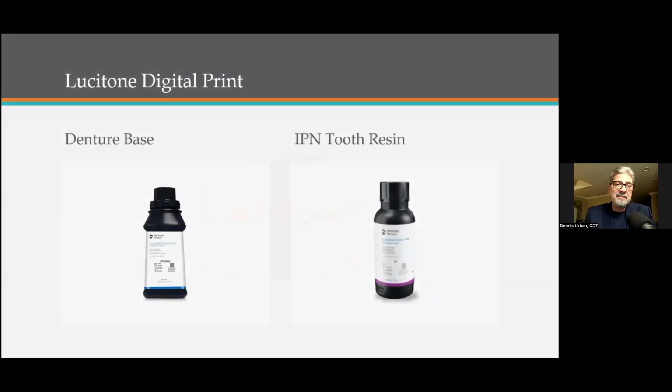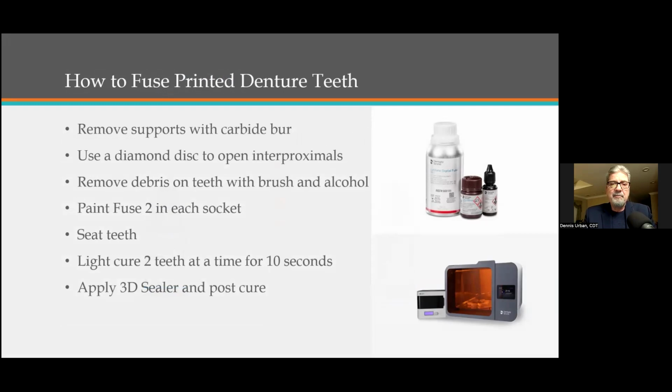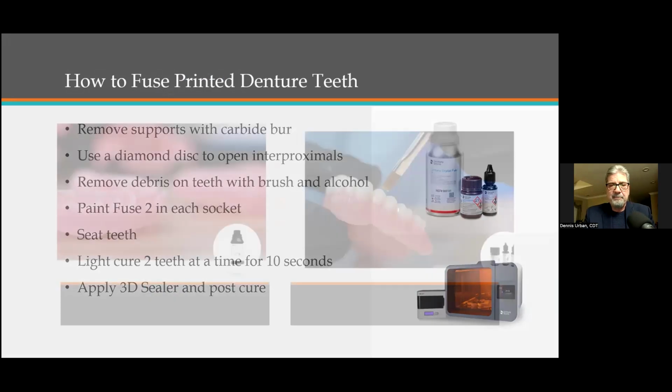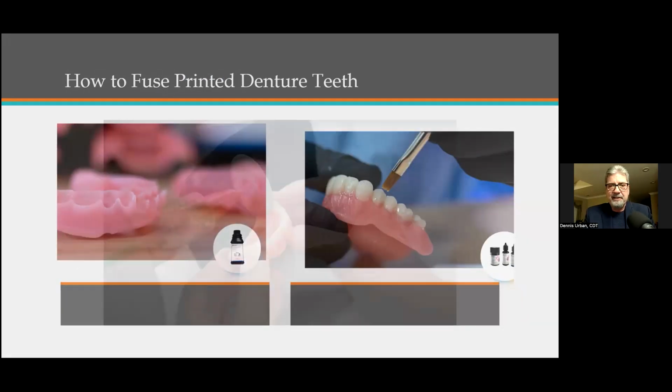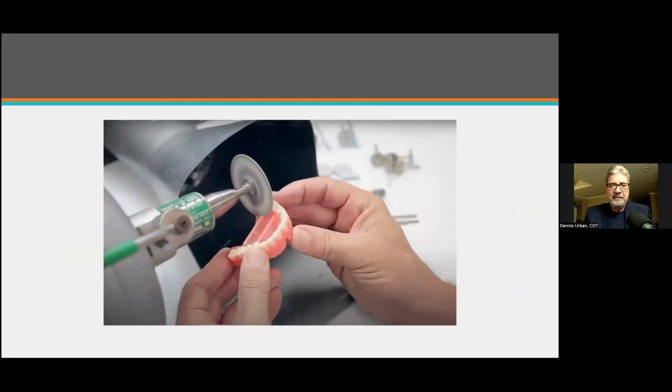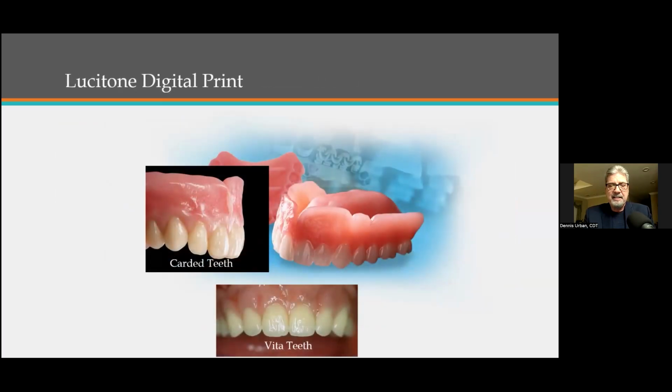So now, if you want to print denture teeth, Dentsply and the other companies have their own denture-based resins. Lucitone has their IPN tooth resin and their denture base. And when we're printing our denture teeth, after they're partially cured, we remove the supports. And with a carbide burr, we open up the interproximals. We paint Fuse 2 into each socket, bond those denture teeth, and then we apply a 3D sealer and post-cure. So pretty simple here. And there's your denture tooth there. We cut off those after the post-cure, cut off those supports, and there's your final denture.